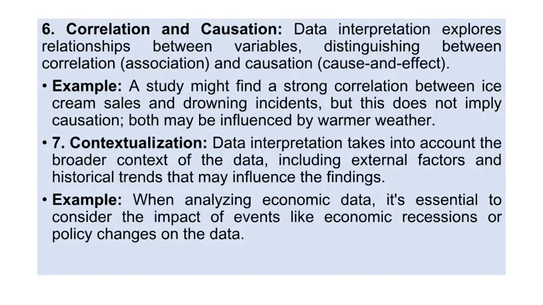6. Correlation and causation. Data interpretation explores relationships between variables, distinguishing between correlation (association) and causation (cause and effect). Example: a study might find a strong correlation between ice cream sales and drowning incidents, but this does not imply causation. Both may be influenced by warmer weather.